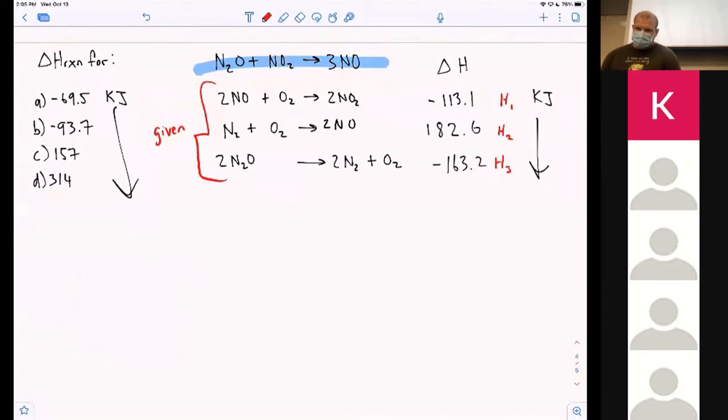Does anyone just have no idea how to do this? So the first one, do we flip that? Put 2NO on the other side? Yeah, and not only that, NO2 is on the wrong side as well. I'll go ahead and write that.